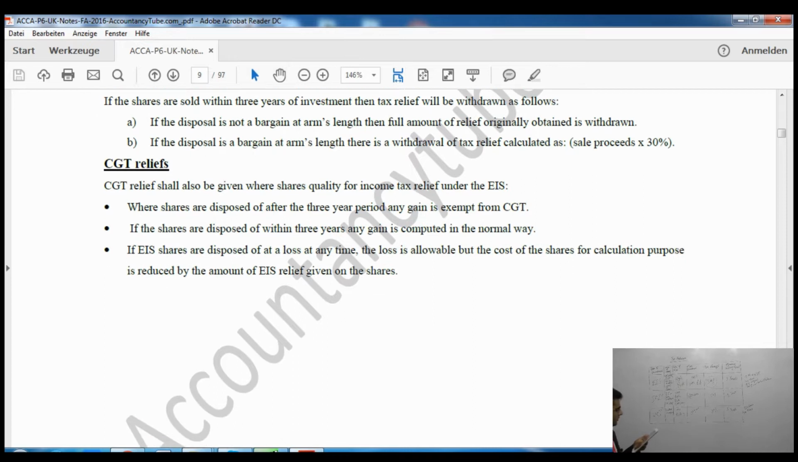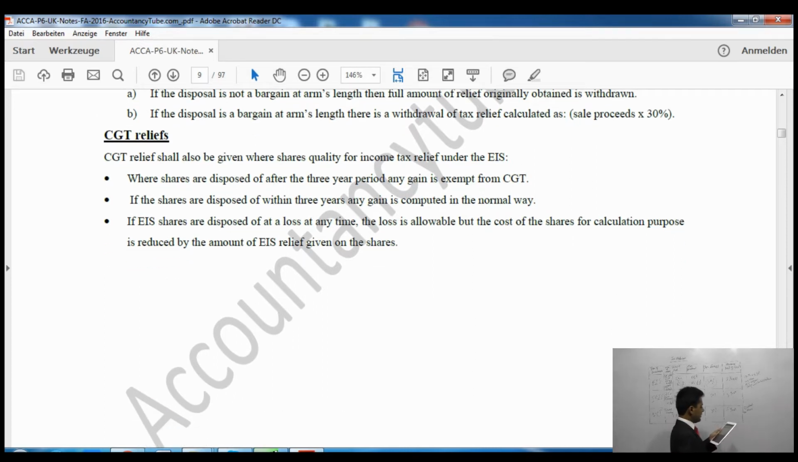So if you do not sell at market price, all of the relief originally obtained will be withdrawn by HMRC. But if you sell at market value, then the tax relief withdrawn will be calculated as sales proceeds multiplied by 30%. Right? Because that was the percentage, 30%. So we'll take the sales proceeds, which will be market value, multiplied by 30%.